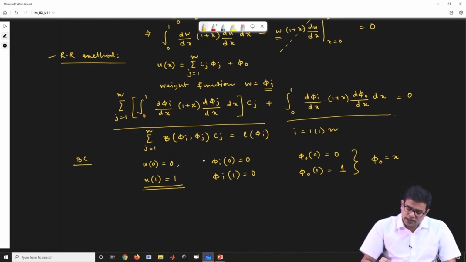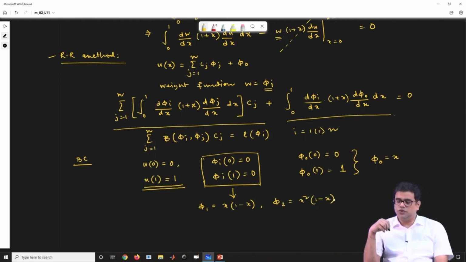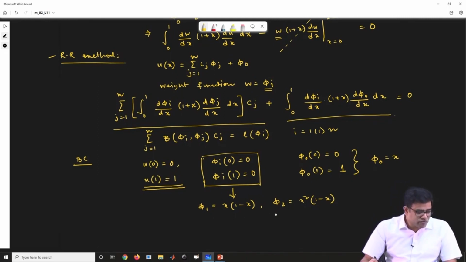Now how to choose the other functions? For φi's, suppose φ1 is x into (1 minus x). So this will satisfy both the conditions. Similarly φ2, if I choose x square into (1 minus x). So like this I can choose. So both of these functions satisfy the admissibility condition or the homogeneous boundary condition.